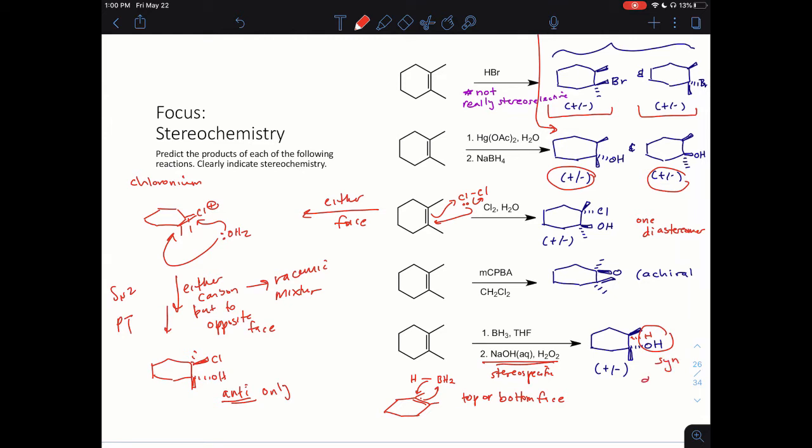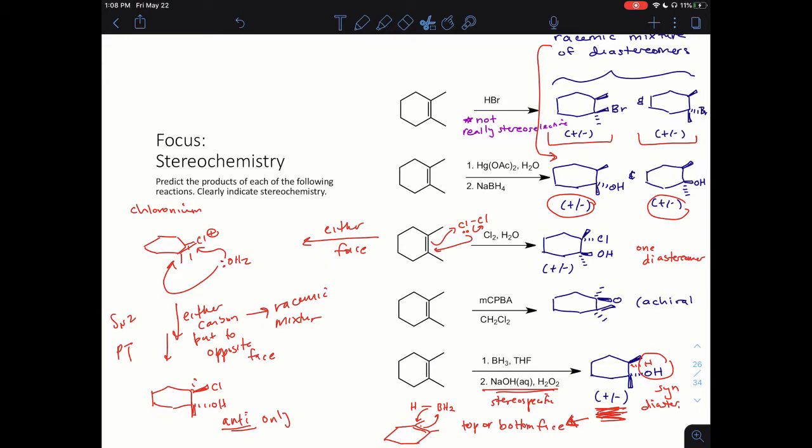So you have the syn diastereomer, just like we saw the anti-diastereomer for halohydrin formation. We have the syn diastereomer, but we have a racemic mixture because the initial attack could happen to the top face like I showed, or it could happen to the bottom face.